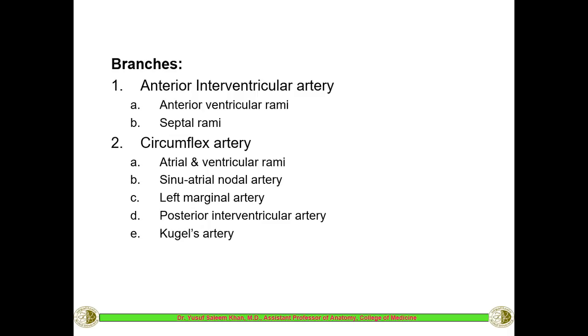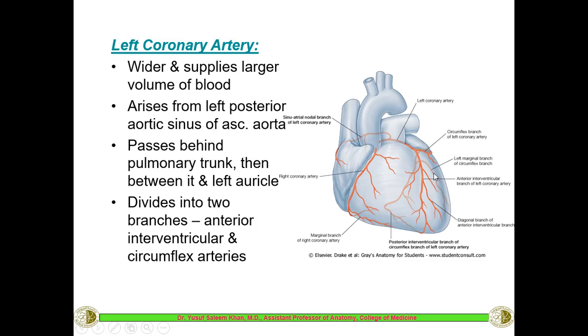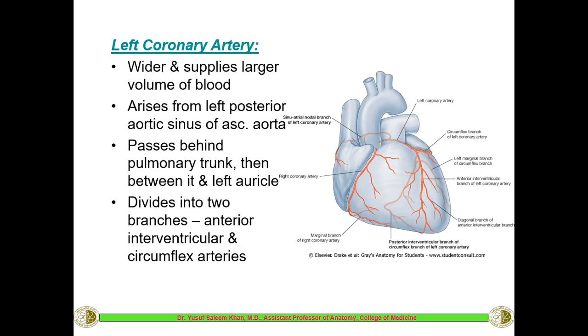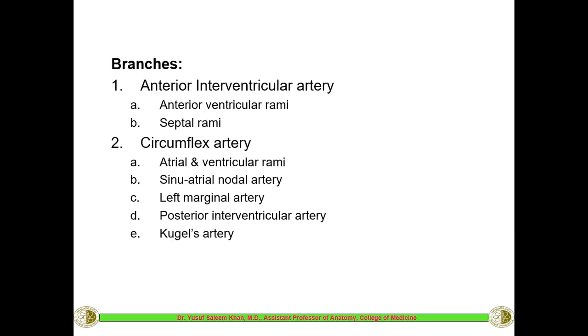So what are the branches from the anterior interventricular artery as well as the circumflex artery? The anterior interventricular branch gives the anterior ventricular rami as well as the septal rami. These are very important branches. The anterior ventricular rami will be supplying mainly the right ventricle as well as the left ventricle, along with the septal part, which will be supplied by the septal rami.